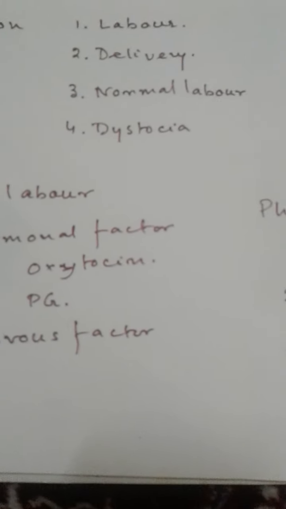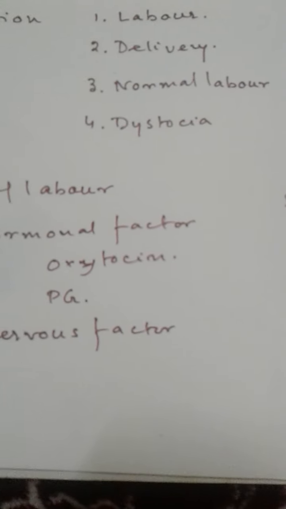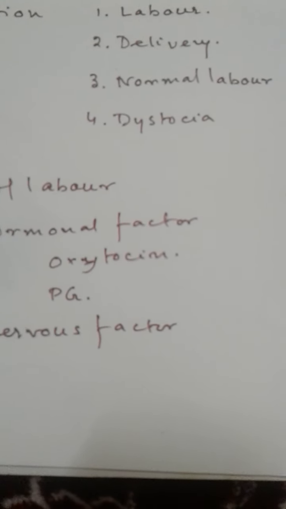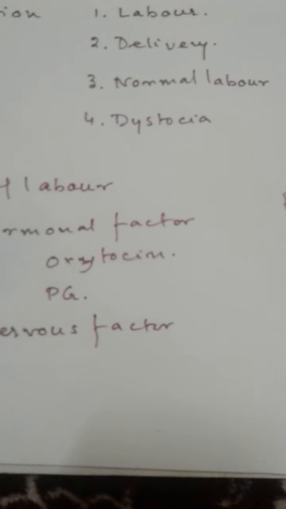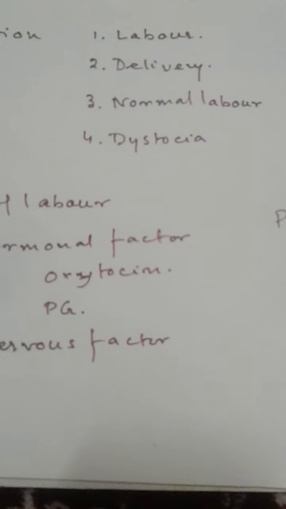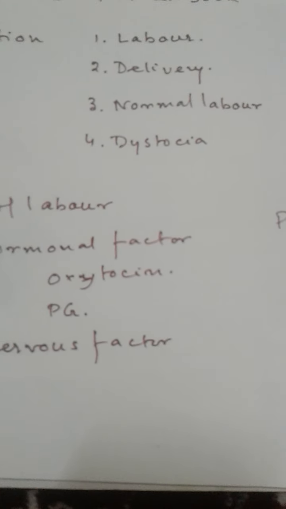What is normal labor? Normal labor or eutocia is when a mature fetus presented by vertex is delivered by natural efforts unaided without undue prolongation of labor or complications to either mother or baby.